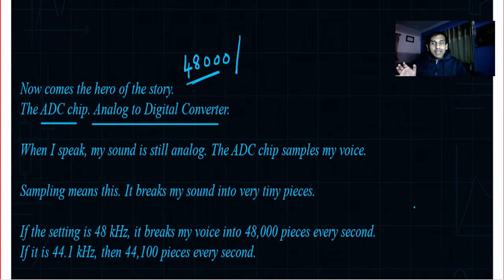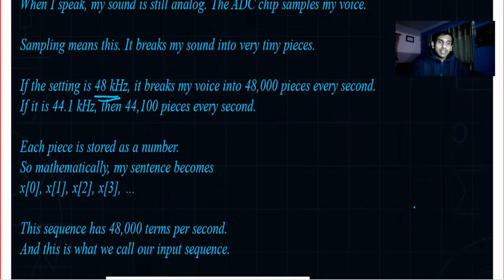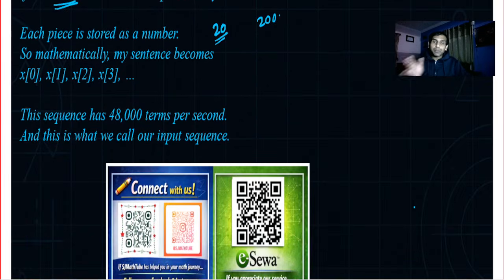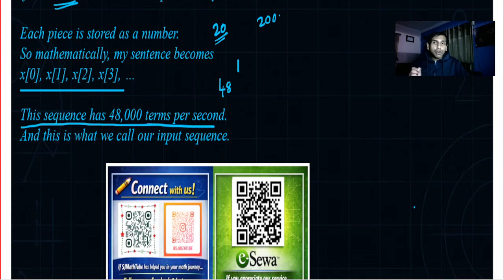The reason for 48,000, if you are interested, you can search about it. Humans can hear from 20 hertz to 20,000 hertz, and there's a theorem which tells us why we keep it at 44.1 kilohertz to 48,000. Anyway, my point is different. So look at this. Every single second, the ADC chip will create a sequence with 48,000 terms. Can you see? The sequence has 48,000 terms.